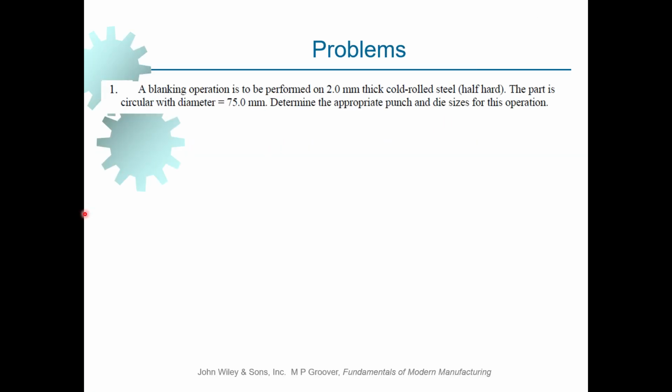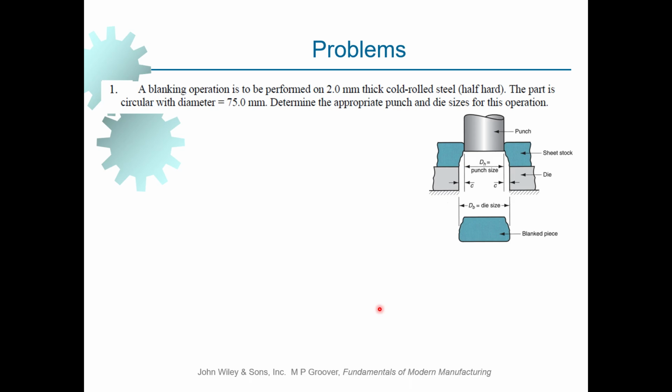Problem 1. A blanking operation is to be performed on a 2 mm thick cold rolled steel half hard. The part is circular with a diameter of 75. We are to determine the appropriate punch and die sizes for this operation. Well, let's take a look at the figure that we had in the previous slide again.